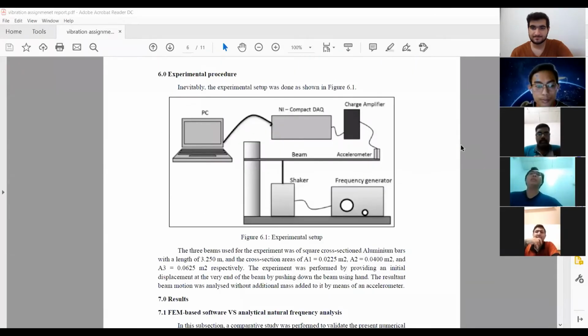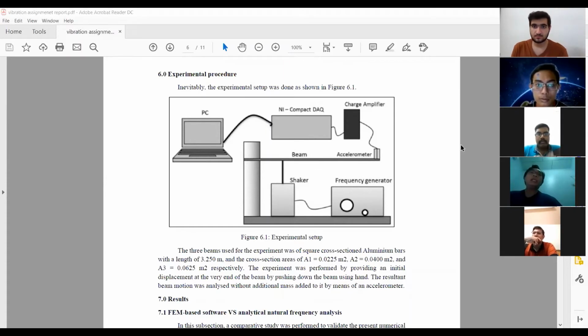Moving on to the experimental procedure, this experiment was not able to be done in person, especially in UPM, given the COVID-19 pandemic. So I referred to the paper published in the International Journal of Mechanics and Applications by Mehmet Afka from Süleyman Demirel University in Turkey. According to Mehmet, he devised the experiment as shown in the diagram.